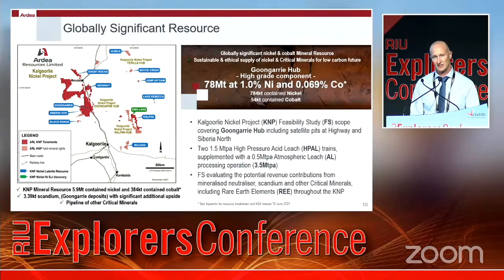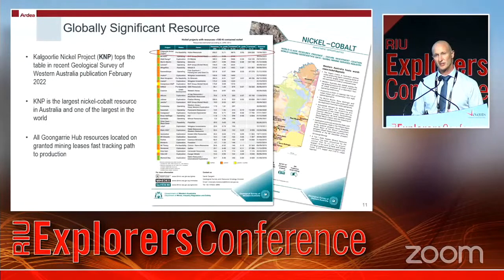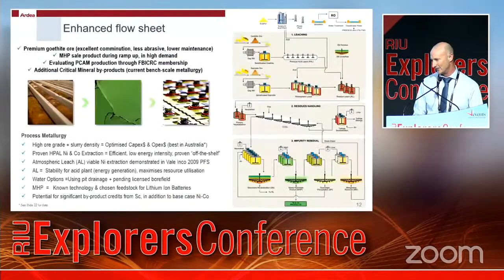And importantly, we've increased the project scale from 2.25 to 3.5 million tonnes per annum, and that's in response to feedback from the strategic partner process. They want as much nickel and cobalt supply as possible. A little bit more now on the resource, and within the last 2 weeks the Geological Survey of Western Australia has come out with a nickel cobalt investment summary and independently rated Ardea's KMP as the largest resource in the state and by default the largest in Australia. This is a globally significant asset. These types of super large deposits, they're incredibly rare.